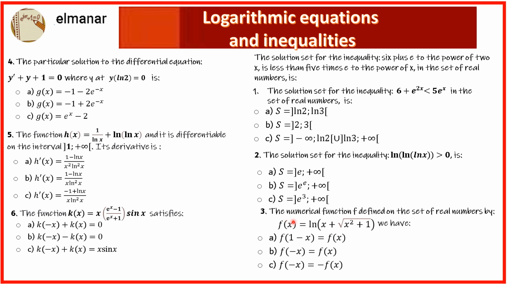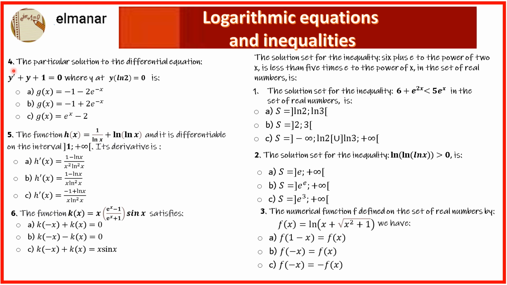Question 3. The numerical function f defined on the set of real numbers by f of x equals the natural logarithm of x plus the square root of x squared plus 1. We have A. f of 1 minus x equals f of x. B. f of negative x equals f of x. C. f of negative x equals negative f of x.